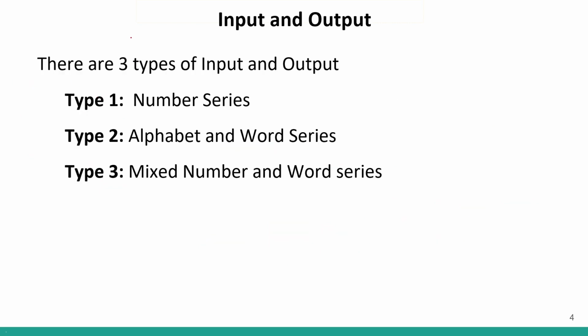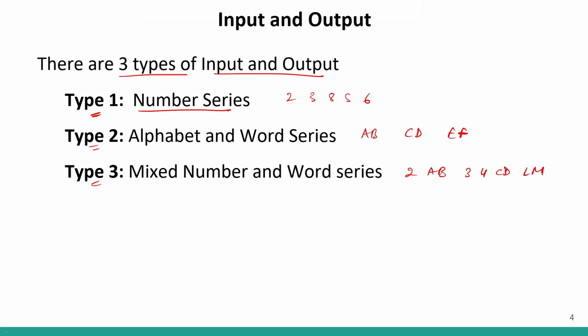So before we start discussing the questions, there are 3 types of input and output. Basically means that 3 types of problems that can be formed. Type 1 is number series. So as the name suggests, all numbers. So 2, 3, 8, 5, 6, let's say. This is your input. Type 2 is alphabet word series, it could be A, B, C, D, E, F, any combination of alphabets. And type 3 is mixed number and word series. So you can have 2, AB, 3, 4, CD, LM, something like this. A mixture of numbers and alphabets.